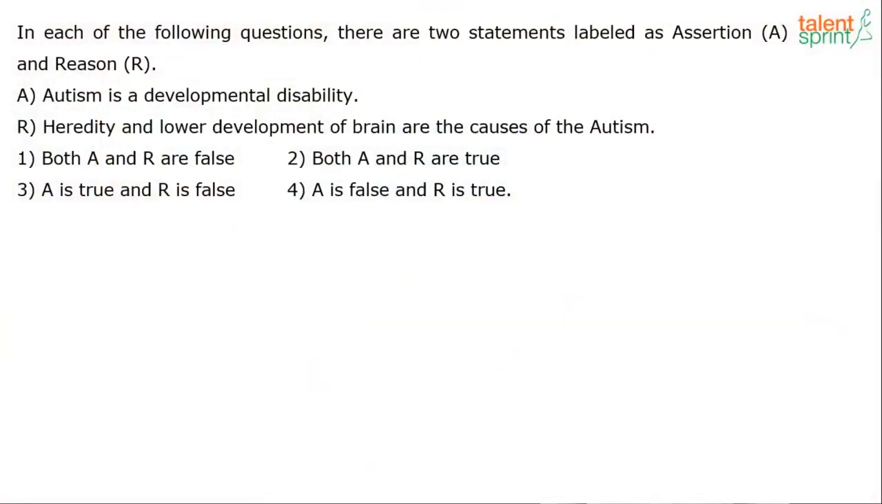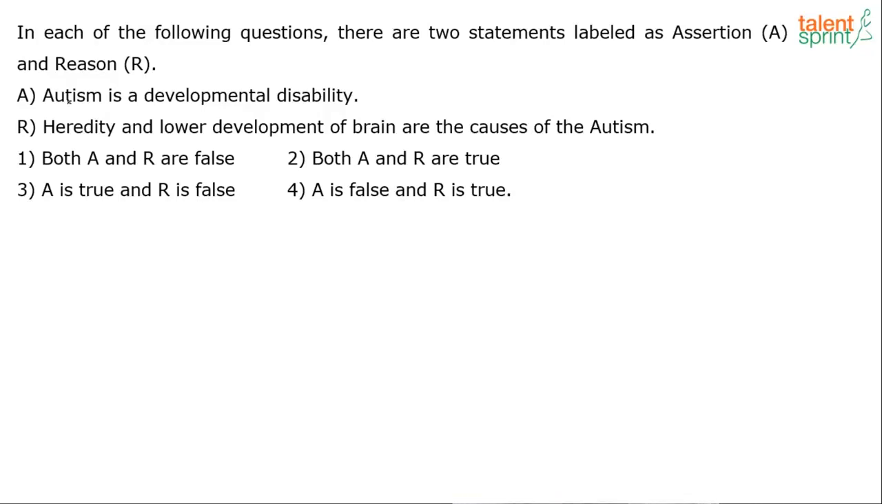Let's take up the next one very quickly. I think this probably will be the last one. This is a question on assertion and reasoning. Assertion and reason. Try this. He says there are 2 statements labeled A and R. A is the assertion and R is the reason.